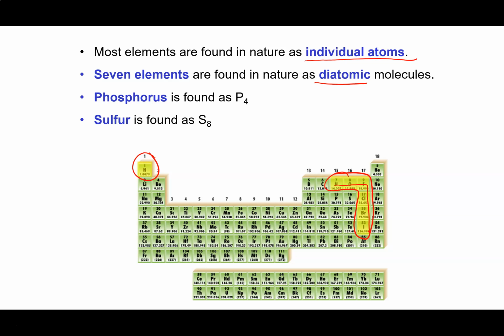In addition to the diatomic 7, there is P4 and S8. Phosphorus, which sits underneath nitrogen over here, is always found as 4 phosphorus atoms bonded to one another, and sulfur, right next door, is always found as rings of 8 sulfur atoms bonded to each other.